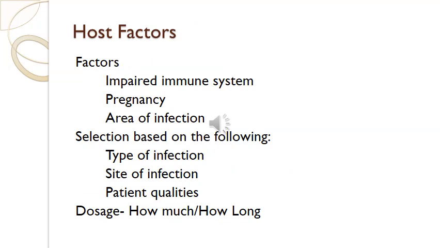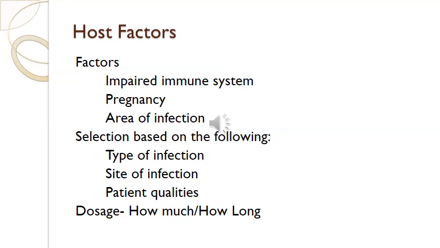So we mentioned host factors as one of the 3 things in choosing, and these are some things that they would consider with the host factors. They would look at, does the person already have an impaired immune system? Is the person pregnant? Okay, there are some antibiotics that may not be suggested for pregnancy. Where is the area of infection? Because depending on where the area of infection is, you may have to use a different type of antibiotic. Some antibiotics are more effective at getting to certain areas of the body, as you'll see when we talk about the different types. So that will be a factor in what is selected.